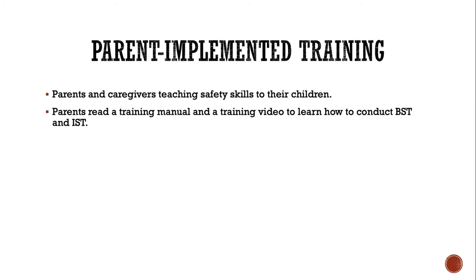Next is parent implemented training. Another approach to making training more accessible is the use of parents and caregivers to teach their children safety skills. Gross in 2007 investigated the effectiveness of a program in which parents taught their own children gun safety. In this study, the parents read a training manual and watched training videos to learn how to conduct BST and IST sessions. The parents then implemented BST and IST with no further training. Results showed that the parent implemented training was effective for 3 out of 4 children who participated.